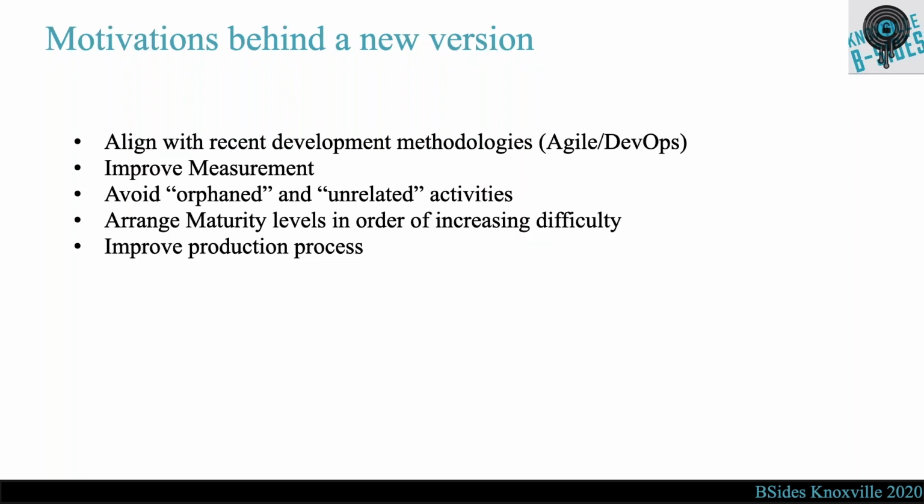Now, one would ask, what are the motivations behind a new version of this model? There are five main motivations. First is aligning with the most recent development methodologies such as Agile and DevOps. Our goal was to make it software development methodology agnostic, because version 1.5 and its predecessors look more suitable for waterfall development methodology, even though it was not meant to be. We collected feedback from SAMM practitioners across the globe, and we realized that it's missing key guidance on how to securely build and deploy software, especially since CI/CD is part of Agile and DevOps methodology.